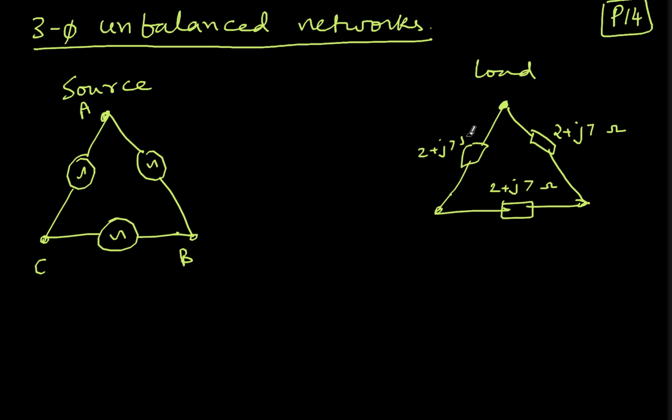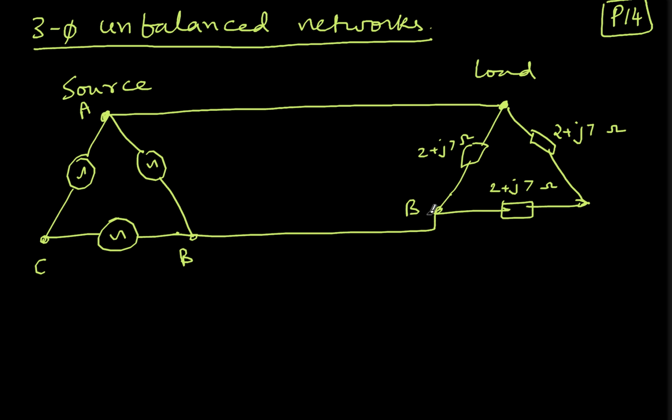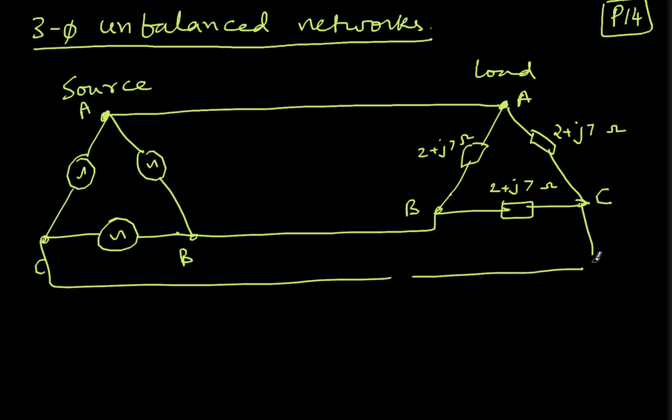So basically this is again a three-phase delta load which is balanced. I'm just connecting the respective points, so this is B, A and C. I named it such that B is connected to B. Here I'll introduce a switch. I'll come back to this switch later. This is the source of unbalance in our circuit.